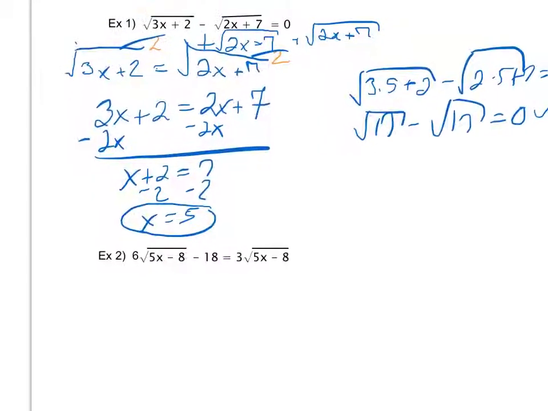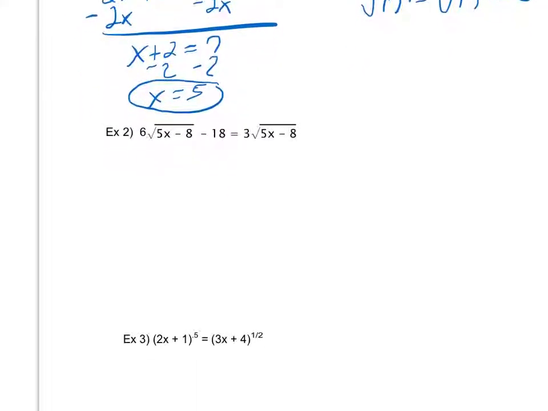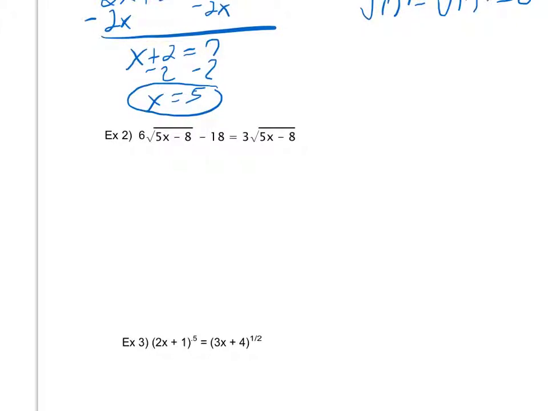Looking at the next one. Now I have 6 times the square root of 5x minus 8, minus 18, equals 3 times the square root of 5x minus 8. First thing I notice is that I have two radicals, so my initial thought is, oh, I almost have this one isolated, I can just divide both sides by 3. But before I do that, I take a closer look and I realize that these are the same radicals, which means these are like terms. So I'm going to go ahead and combine my like terms.